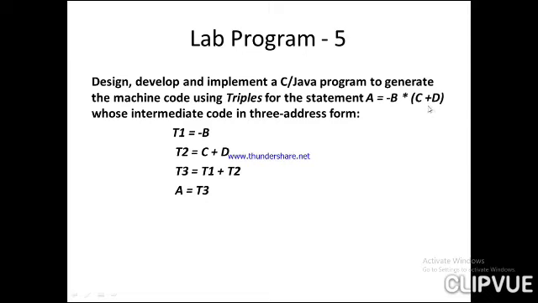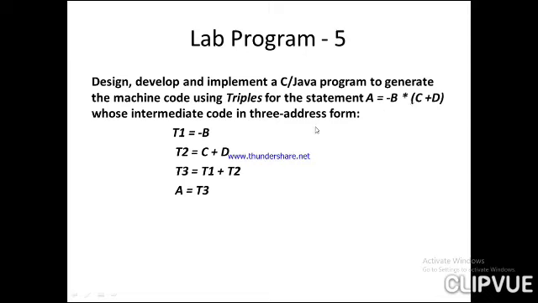Here the machine code is not a sequence of zeros and ones. We are generating the assembly code, where you have instructions like move, load and all those things. So we are generating the machine code, which is nothing but assembly code, for this particular statement: A is equal to minus B star within a parenthesis C plus D.